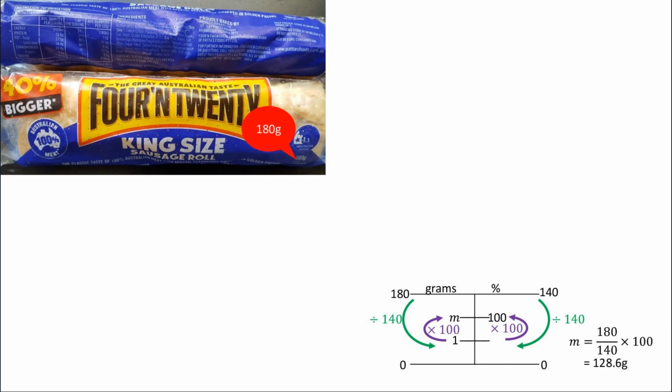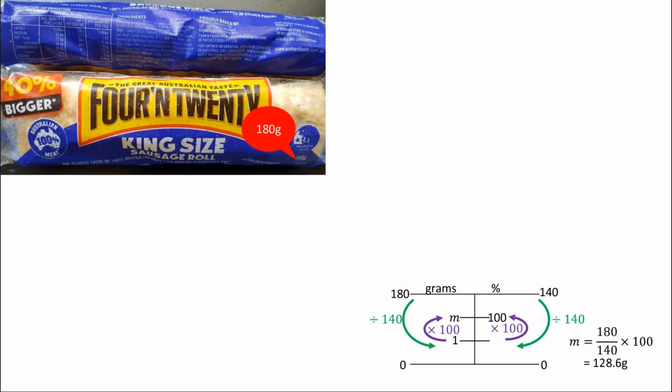It was 180. Rather than telling them 180 grams is 140%, they actually have to think that through, because they have to own that, because that concept is in when you add tax on, a percentage increase, all of that. It's a big idea, yeah.